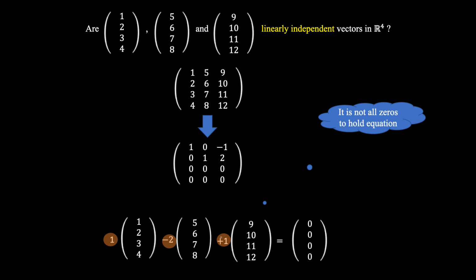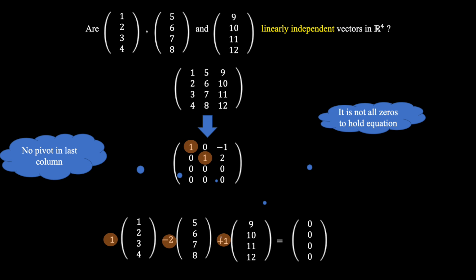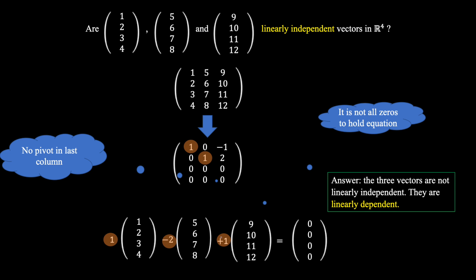Let's look back at the reduced row echelon form. We found there is no pivot in the third column. So far, we have found two pieces of evidence that go against the three statements supporting that the vectors are independent. So we can conclude that the three vectors are not linearly independent. In other words, they are linearly dependent. Actually, one piece of evidence would be enough to reach this conclusion.